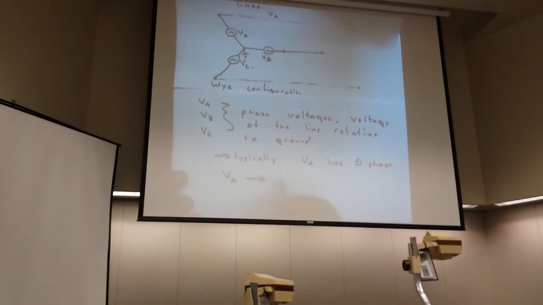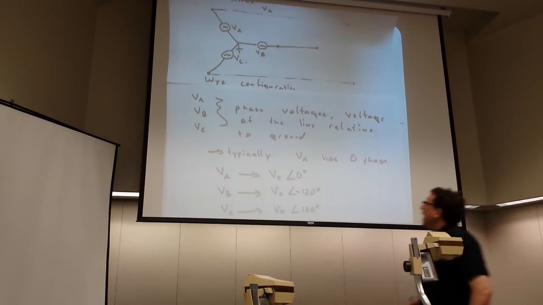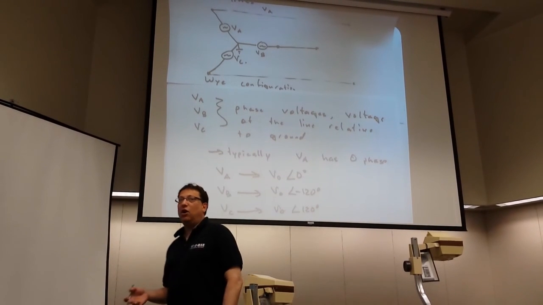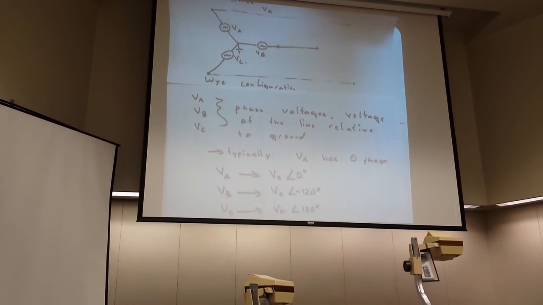So in phasor form, VA has some amplitude, V naught, and an angle of 0 degrees. VB has an amplitude of V naught and an angle of minus 120 degrees. And VC has an amplitude of V naught, angle of 120 degrees. So there's our 120 degrees out of phase, all with the same amplitude. And so that's fairly accurate. If VA, VB, and VC are all equivalent generators, they will largely have the same amplitude.